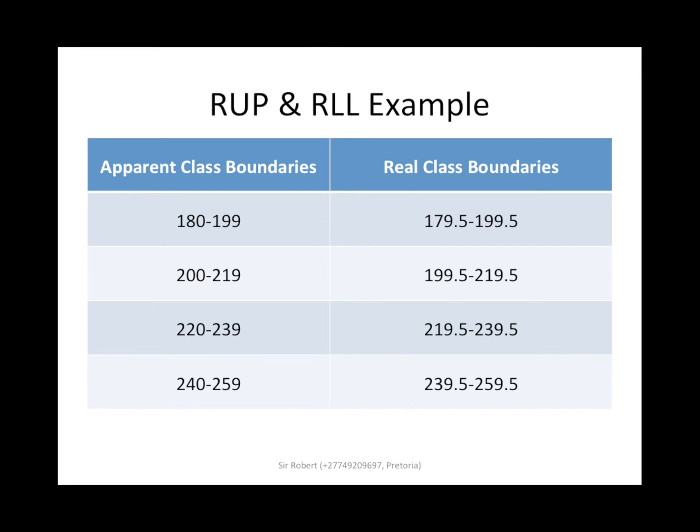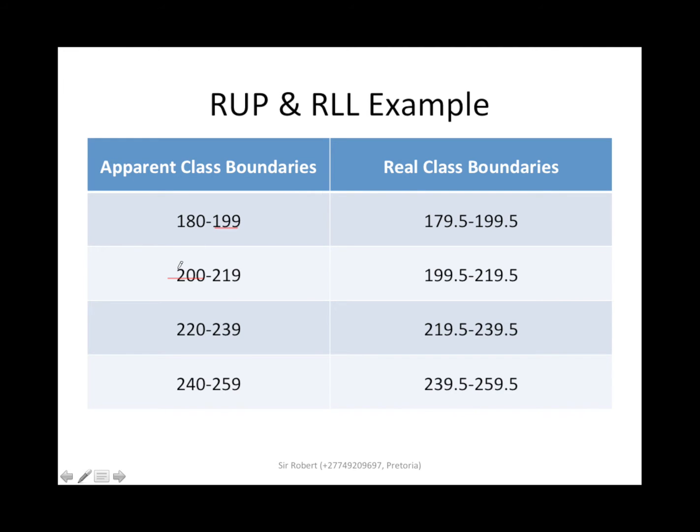So we'll illustrate them. For example, you are given apparent limits. Remember from the previous examples, we were just using apparent limits because I didn't want to confuse you with too much data at the same time. So let's say we're given this class interval: 180 to 199. Then the next class is 200 to 219. So for you to determine the real class boundaries, you subtract this class interval from this.